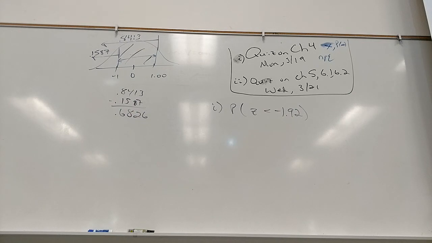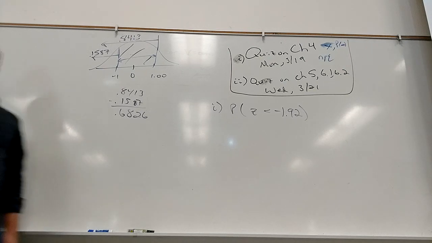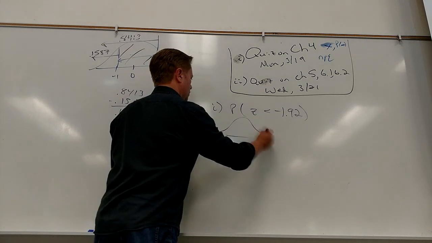Now watch. Something that people do a lot is they go negative 1.912. No, this is negative 1.92, so negative 1.9012, so 0.0274. What I always highly recommend is you draw the picture.